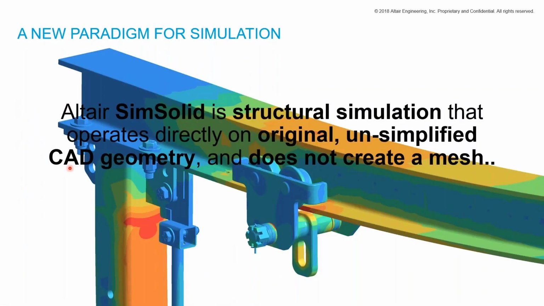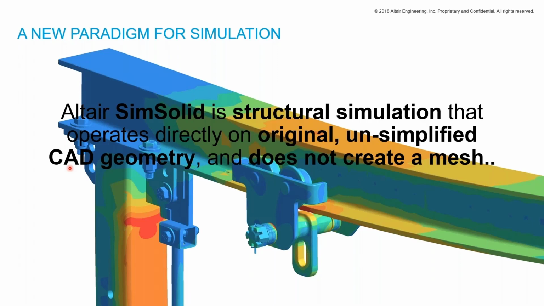So what is SimSolid? We are telling the qualities of SimSolid and what it can do. But what is SimSolid? It is a new paradigm for simulation, and that is very important. It's actually a new paradigm, and it's a structural simulation software that operates directly on original unsimplified CAD geometry and does not create mesh. So all these bold words are literally true within SimSolid.